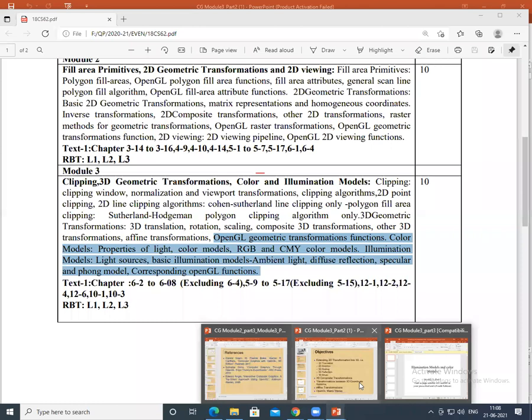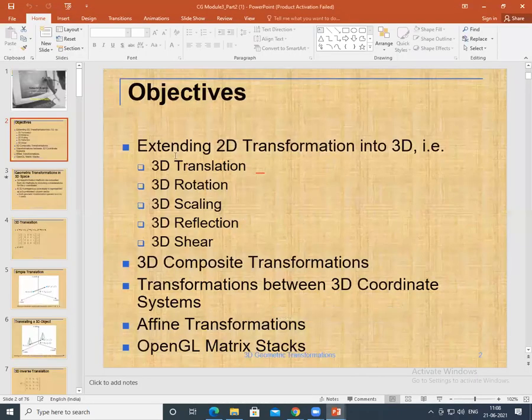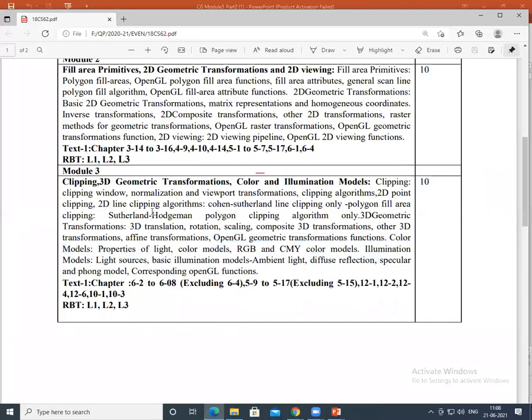So before I end, so let me see. These are all extending the two-dimensional transformations. Extending the two-dimensional transformation, we have the concepts from the syllabus. We have 3D translation, rotation, scaling, and all.